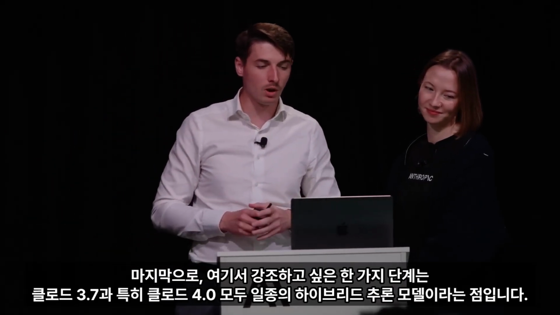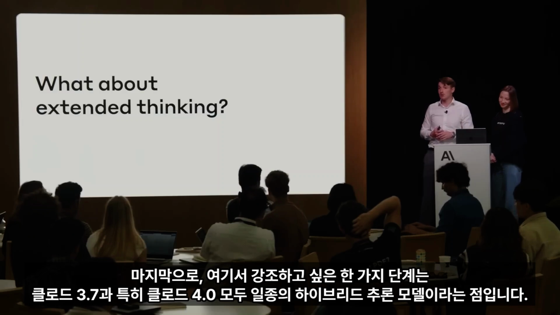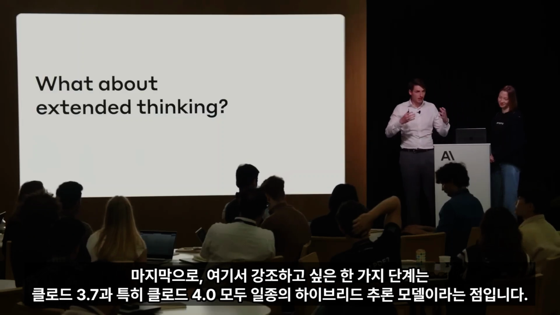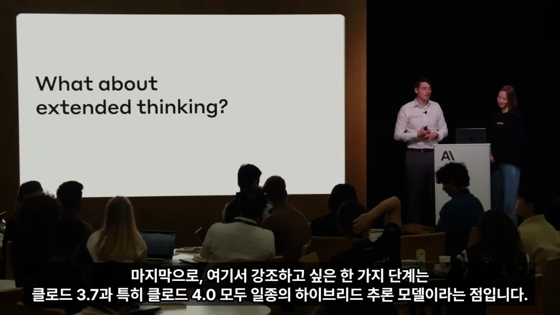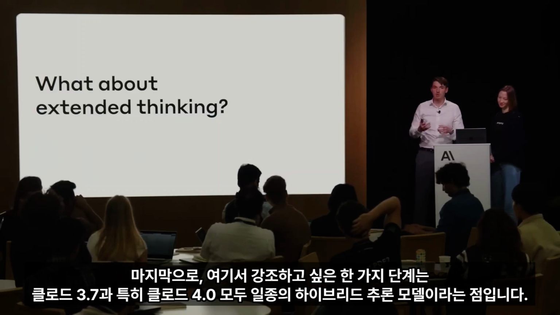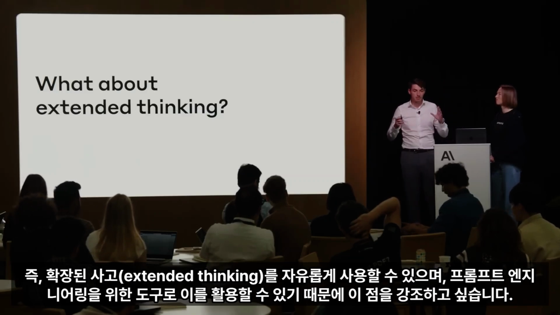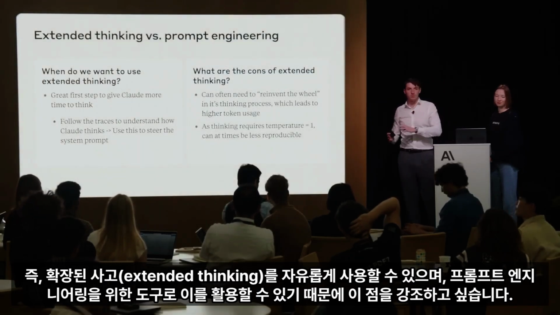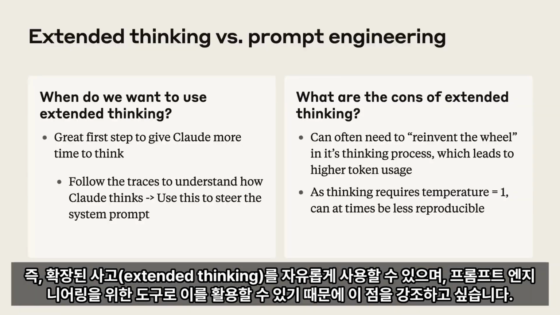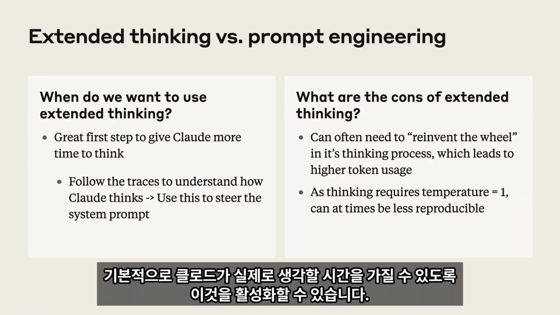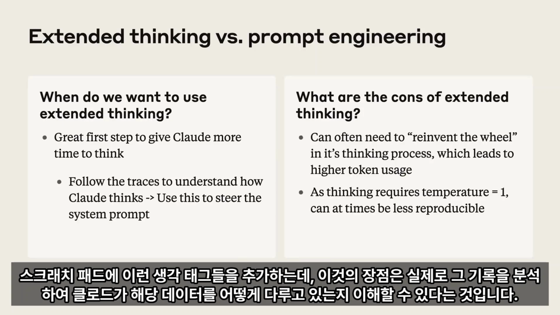Now, finally, one step that I would like to highlight here as well is that both Claude 3.7 and especially Claude 4, of course, is a hybrid reasoning model, meaning that there's extended thinking at your disposal. And this is something we want to highlight because you can use extended thinking as a crutch for your prompt engineering. Basically, you can enable this to make sure that Claude actually has time to think. It adds its thinking tags and the scratchpad. And the beauty of that is that you can actually analyze that transcript to understand how Claude is going about that data.